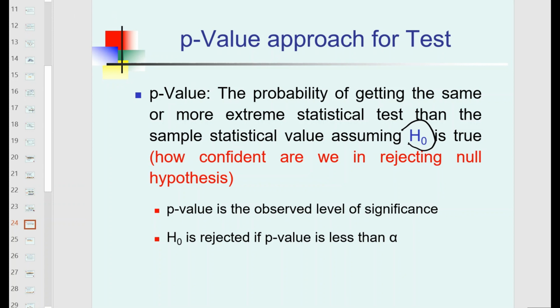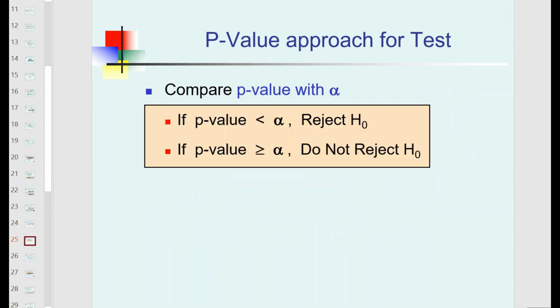So for the p-value approach, compare p-value with alpha. If your p-value is less than alpha, you reject H null. If opposite, do not reject. So this is your guidance on how to make your decision when you are using the p-value approach.